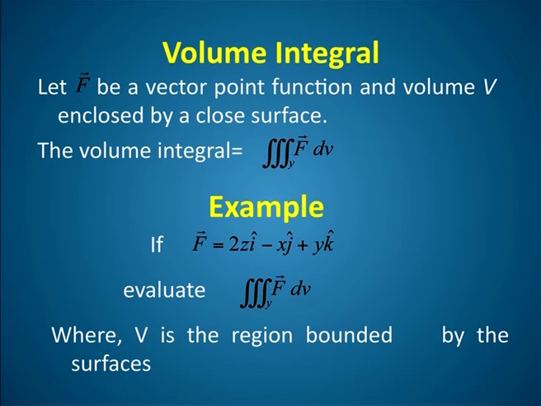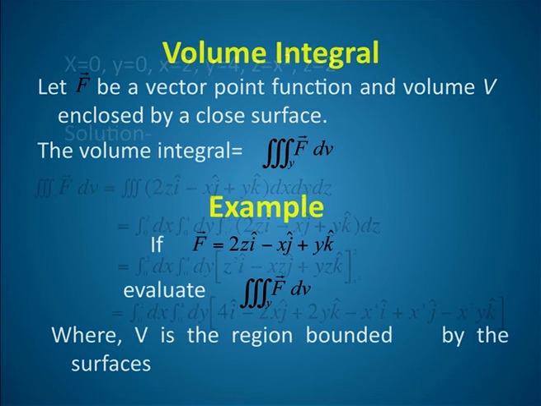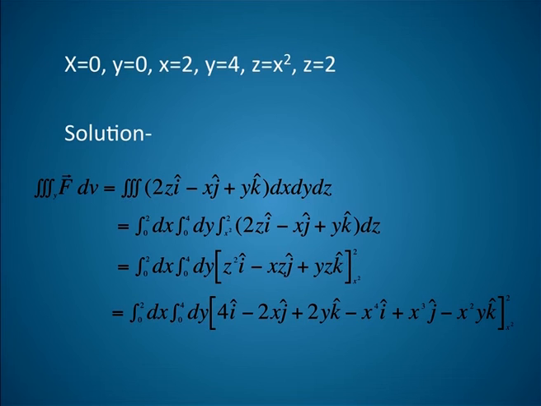I will explain an example to evaluate the volume integral. Here let us suppose f is equal to 2z i minus x j plus y k. Evaluate the triple integral over the volume V of this function f, where V is the region bounded by the surfaces given by x is equal to 0, y is equal to 0, x is equal to 2, y is equal to 4, z is equal to x square and z is equal to 2. The solution of the problem is as follows.